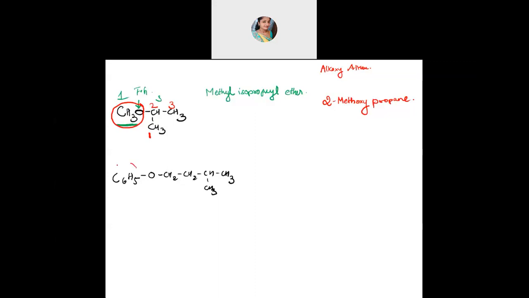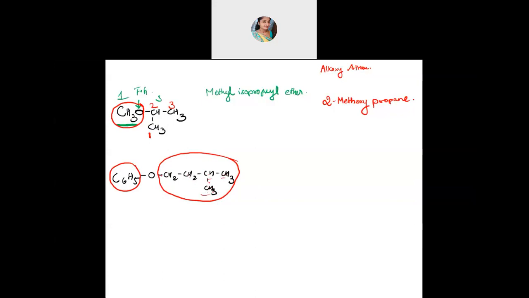What is the group here? C6H5 is the phenyl group. And what is this group here? CH3, CH, CH3, CH2 and CH2. What is this group, students? Here 1, 2, 3, 4, 5 carbons are there. But that carbon is in the second position. You can see here CH3, CH and CH3. Like this it is arranged.